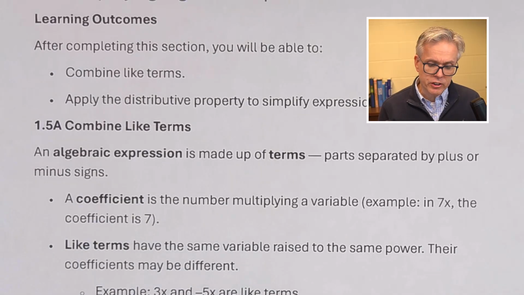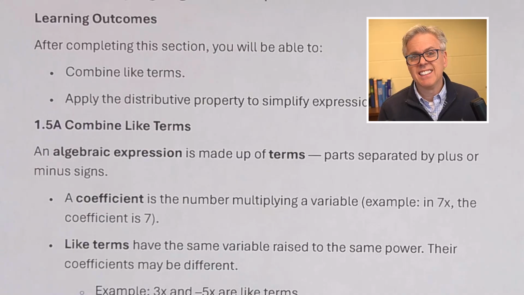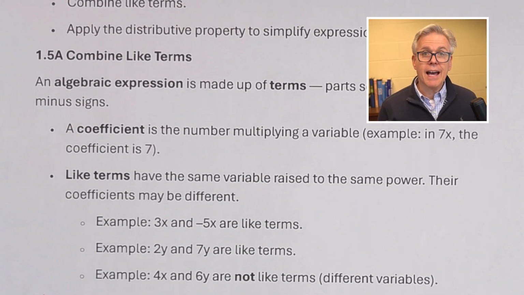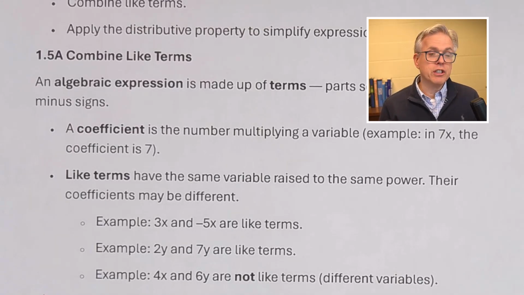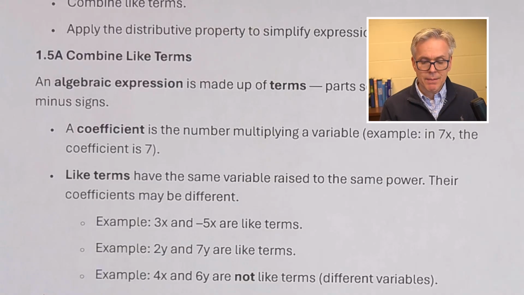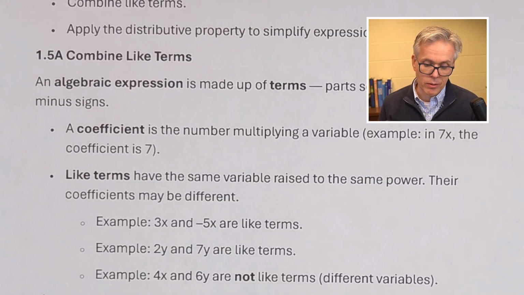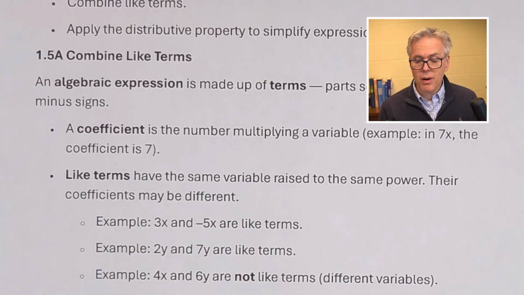So, the coefficient is the number multiplying a variable. For example, in the term 7x, the coefficient is 7. Like terms have the same variable raised to the same exponent. So their coefficients can certainly be different. So like terms, same variable, same exponent. And so some examples, 3x and negative 5x are like terms. 2y, 7y, like terms. 4x and 6y are not like terms.